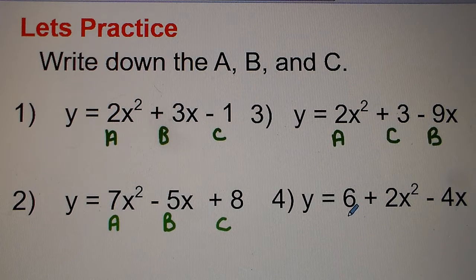This positive 6, well, that's a constant, so that's going to be my c. The positive 2x squared, well, that positive 2 is my a. And my b is the negative 4, because it has an x there. It's x to the power of 1, so the negative 4 is my b value.